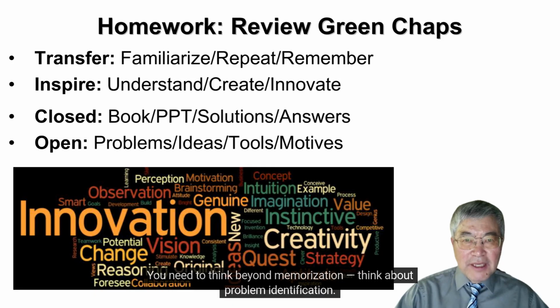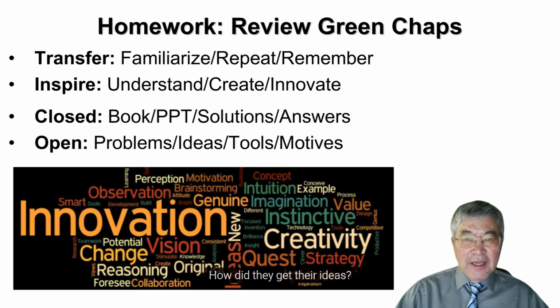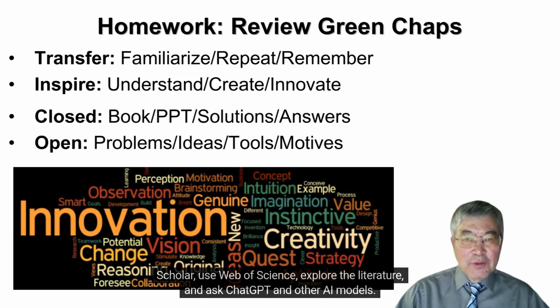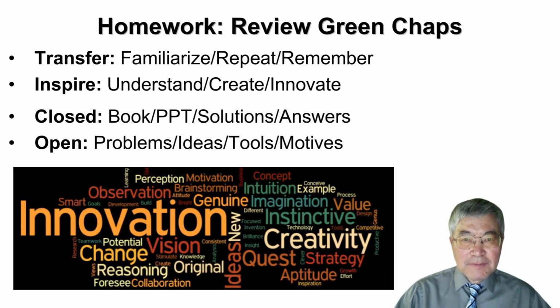Think about problem identification. When you review the material, try to notice how pioneers and earlier researchers identified their problems. How did they get their ideas? How did they use the tools available to them? Even if the textbook doesn't directly give you an answer, you can always look for more. Use Google Scholar, use Web of Science, explore the literature, and ask ChatGPT and other AI models. Learn to find what you need and to solve problems independently.